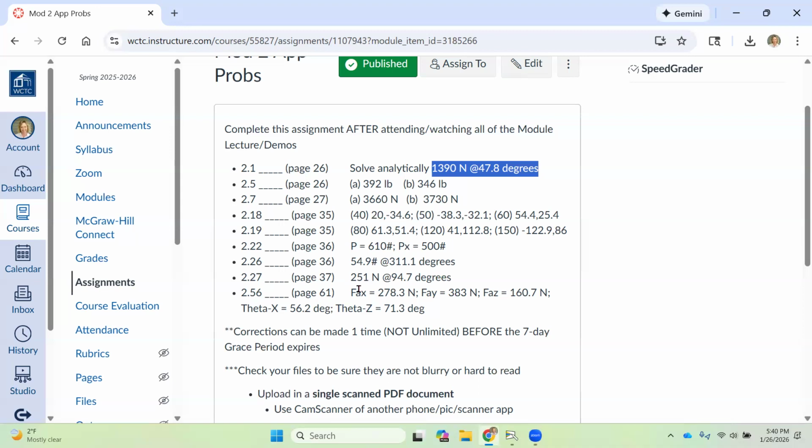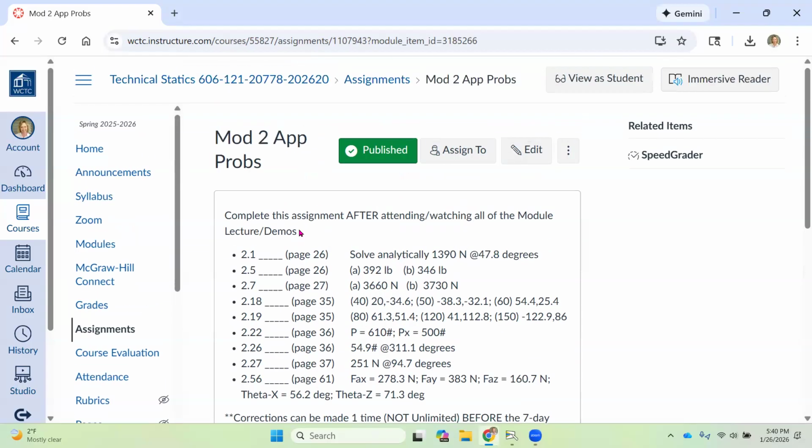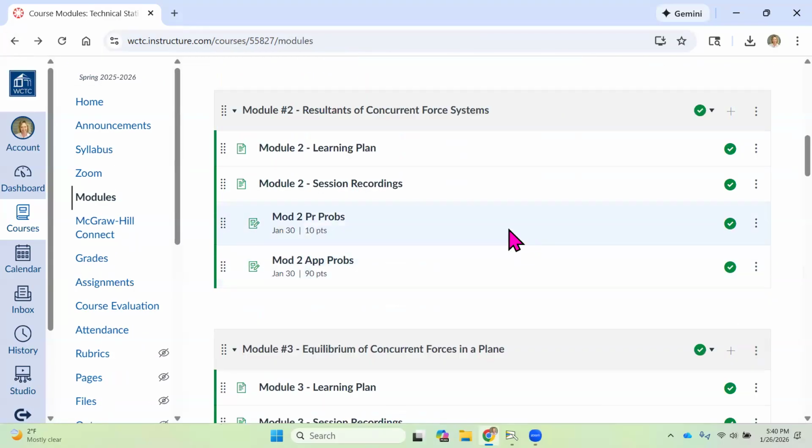So for all of the problems that I assign from Module 2 going forward, you'll always have the final answer. You still have to work the whole problem and show me how you do it, but at least then you know if you're on the right track. So we'll go back to this, but this will be your homework or application problems for Module 2. So I'll go back a level here.